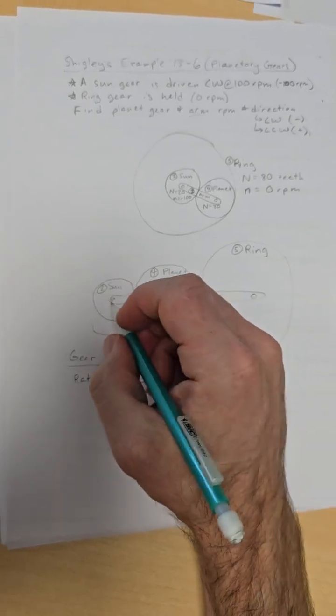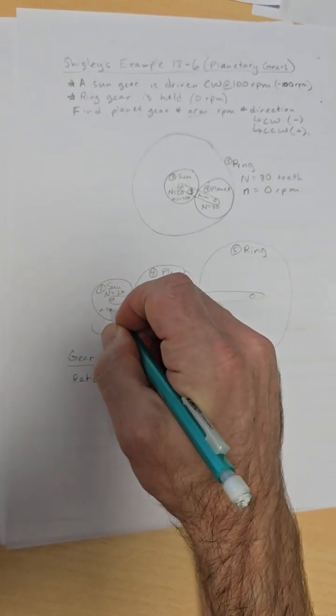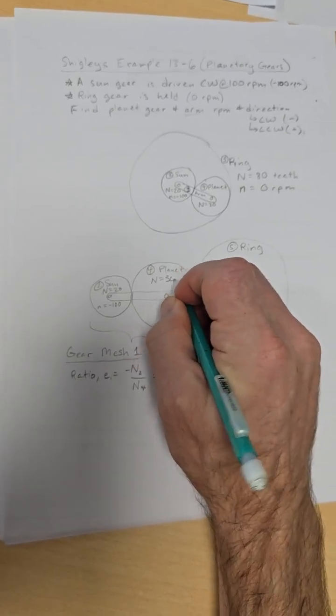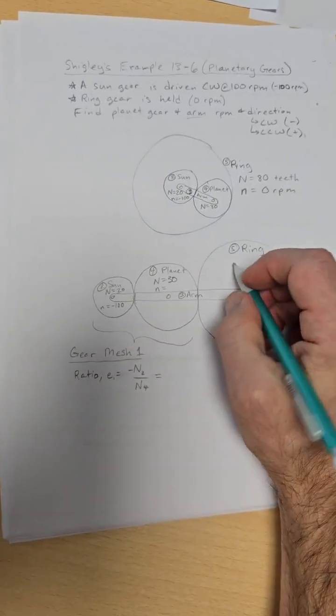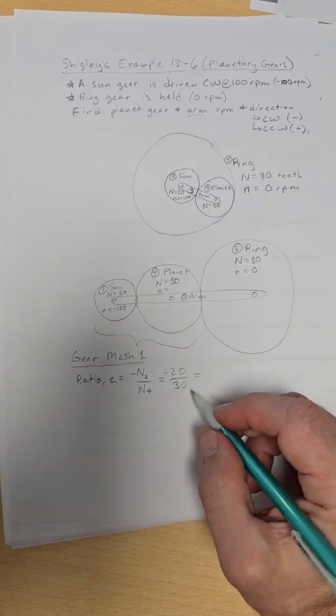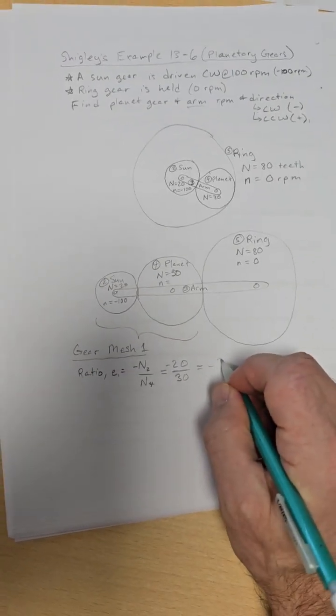So for this problem, we can solve that. For the sun, N equals 20, and RPM equals negative 100. The planet, N equals 30. The RPM is one of the questions. The ring, N equals 80, RPM equals 0. So the gear mesh ratio for the first mesh is negative 2/3.